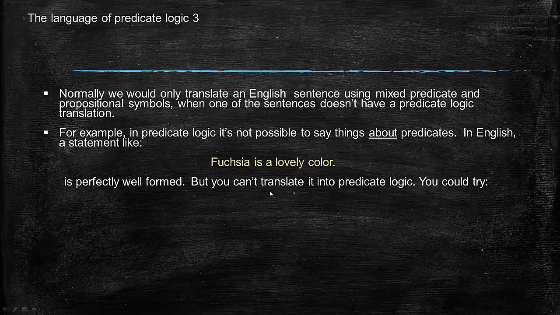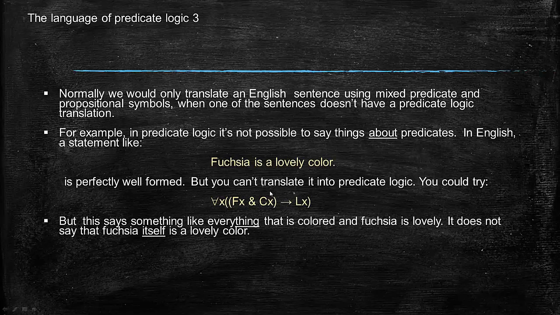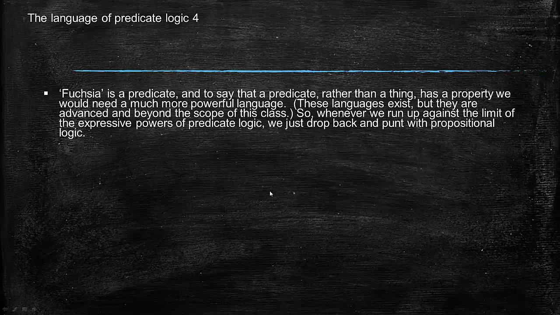You could try. For example, you might come up with something like this: for all x, if Fx and Cx, then Lx. So for all x, if x is fuchsia and colored, then it's lovely. But this says something like everything that is colored in fuchsia is lovely. It does not say that fuchsia itself is a lovely color. And the reason why we can't do that is that fuchsia is a predicate. And to say that a predicate rather than a thing has some property, we need a much more powerful language. We just can't do it in the predicate logic.